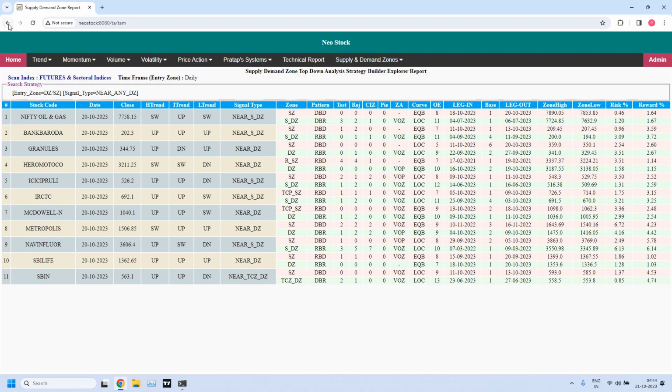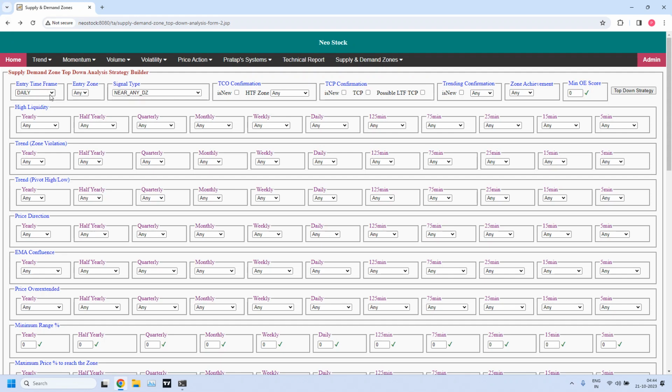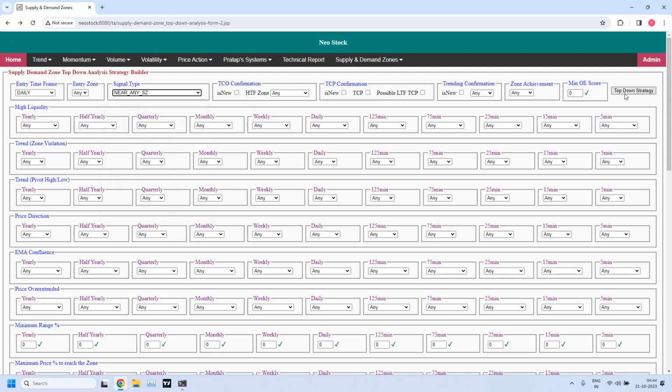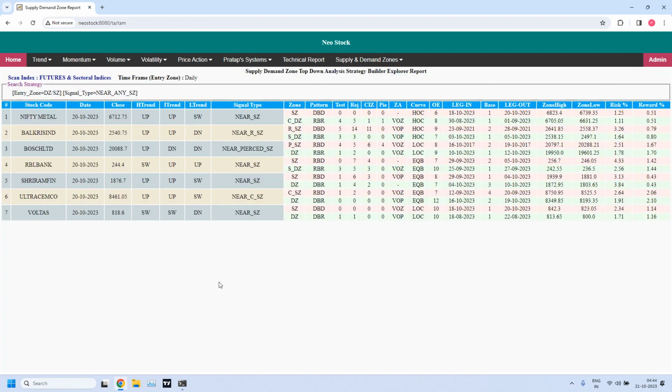So let's go back. For entry time frame daily, let us find the stocks near the daily supply zone. Please focus on high liquidity supply zones. So let's go back.